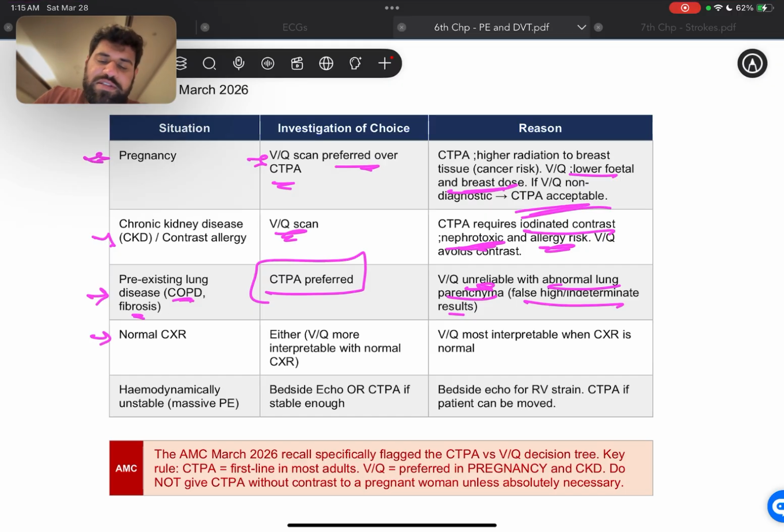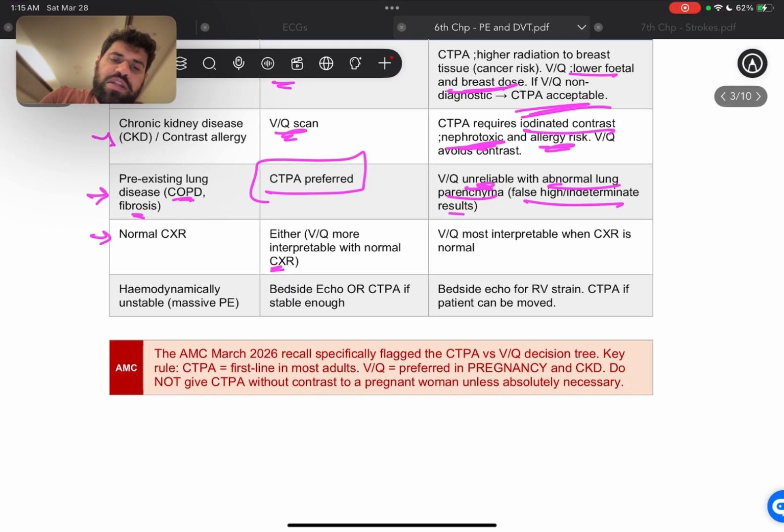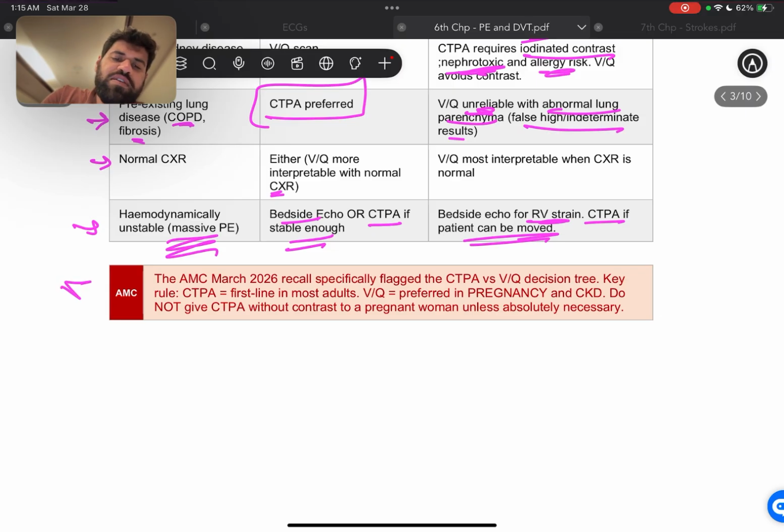If a patient has a normal chest X-ray, we can do VQ, which is more interpretable with a normal chest X-ray. All right. If the patient has a normal chest X-ray, VQ is better because it's easier to interpret, and we always use something that has a lower radiation dose. Now, if the patient is hemodynamically unstable, especially if they have massive PE, we do a bedside echo, or CTPA if the patient is stable enough. Bedside echo for RV strain, and CTPA if the patient can be moved. The important point is that AMC's March 2026 recall specifically flagged the CTPA versus VQ decision tree.